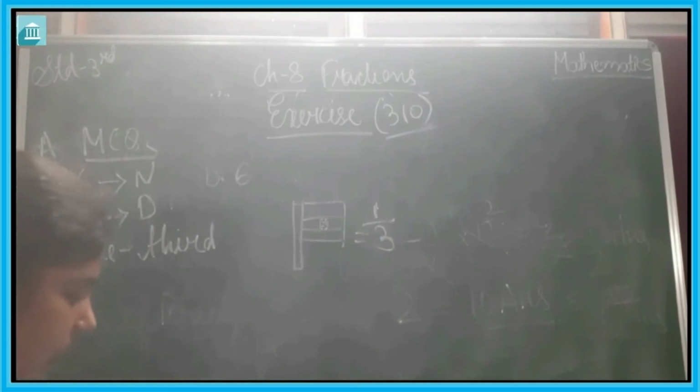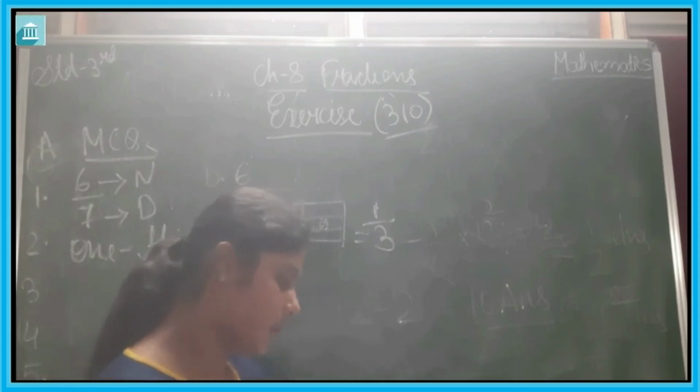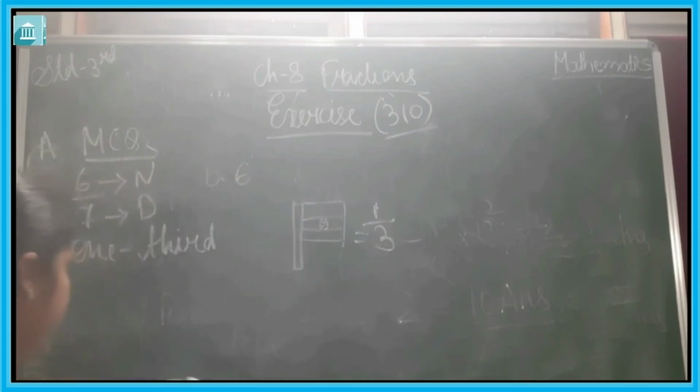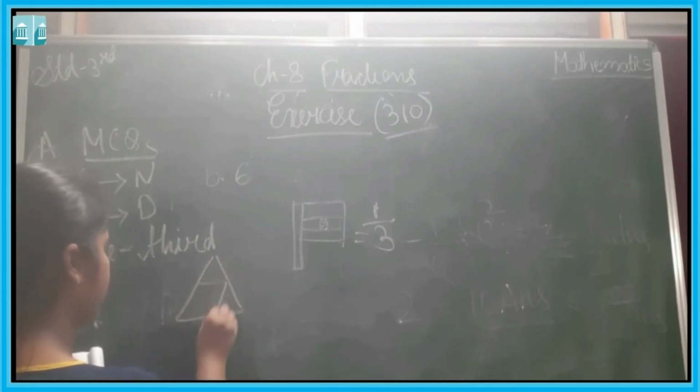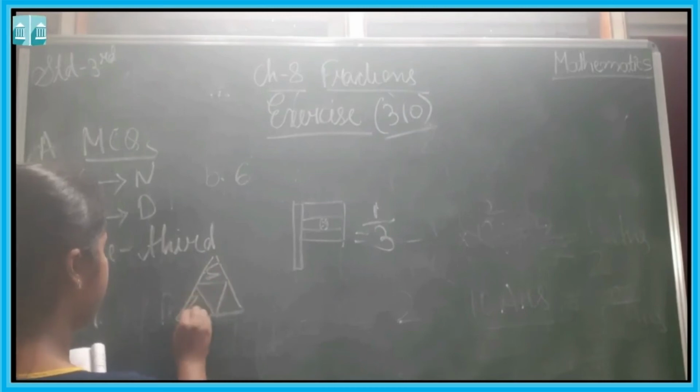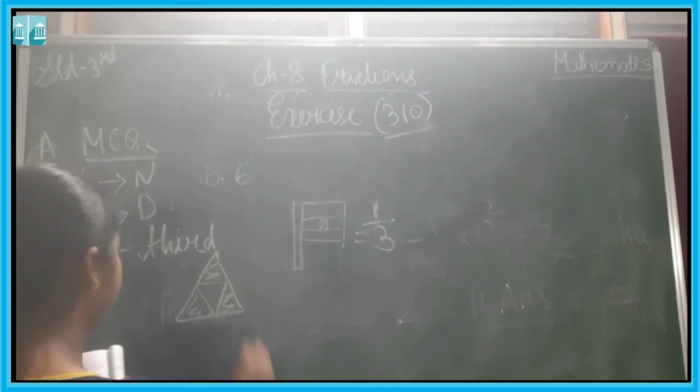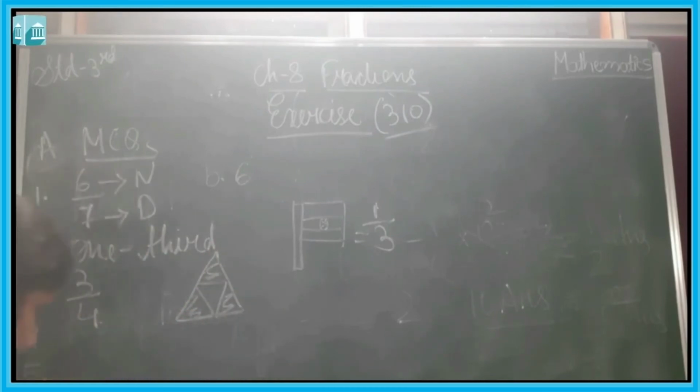The shaded part in the figure shows the fraction. How many parts are shaded? 3/4 part is shaded. This part is shaded, this part is shaded, and this part is also shaded.